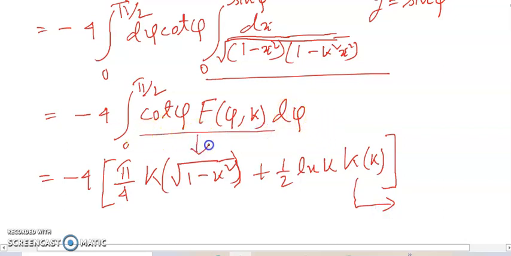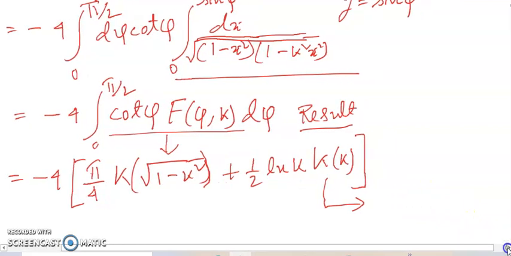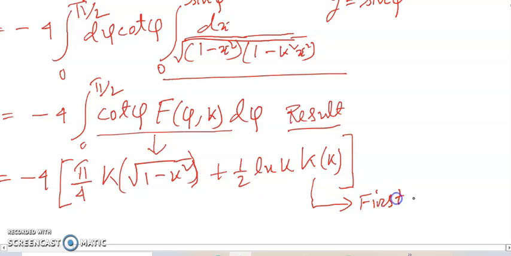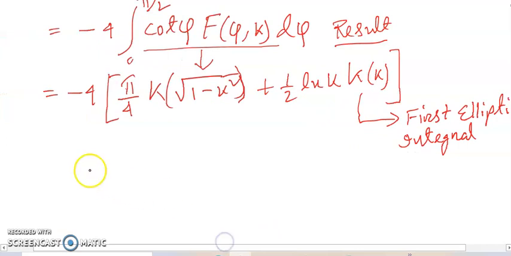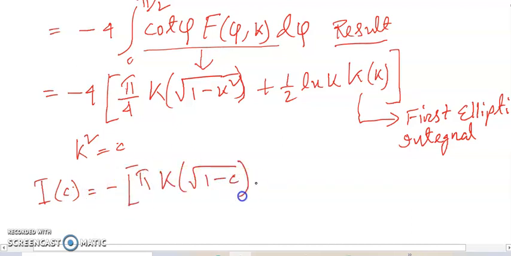Okay, this is the formula, this is the important result. You have to find it in an elliptic integral book. Capital K is the first elliptic integral. So now k squared is equal to c, so my pi capital K root over 1 minus c plus, k squared is equal to c, so it is 1 by 4 ln c, 1 by 4 into 4 ln c K root over c.